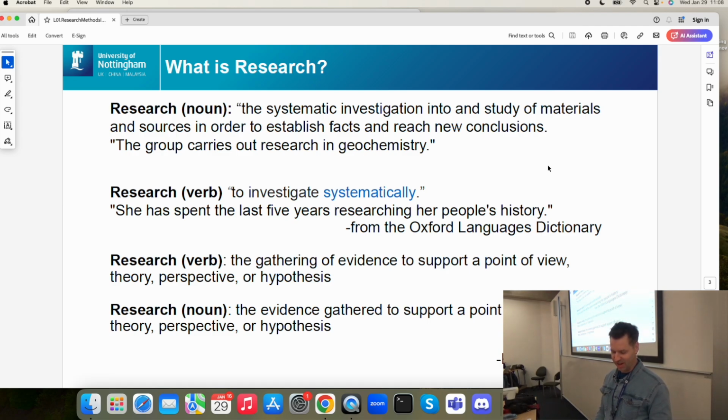My definition of research is the gathering of evidence to support a point of view, theory, perspective, or hypothesis. This is my definition of research, the verb to research something. And then the noun form is the evidence gathered to support a point of view, theory, perspective, or hypothesis. Those are the definitions we'll be using in this module, and they're consistent with those other dictionary definitions. They're just using different words, a little bit simpler, a little bit easier to understand. At least I think so.